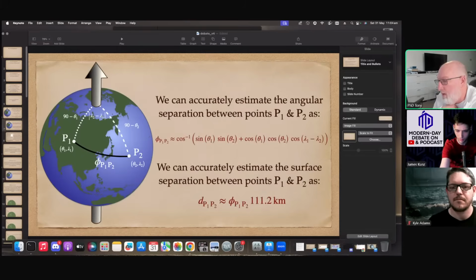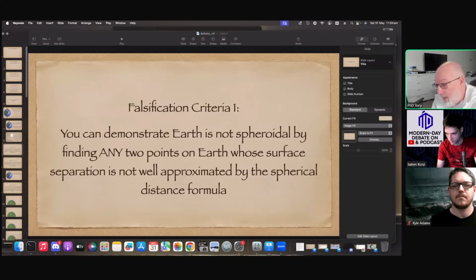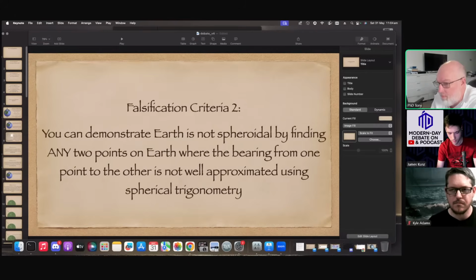Distance between the two points using the spherical cosine formula. The spherical cosine formula was first formulated in the 16th century, but there are indications that people knew it as early as the first millennium. So this gives us an instant falsification criterion. If you can demonstrate that the Earth is not spheroidal by finding any two points on Earth whose surface separation is not well approximated by the spherical distance formula.